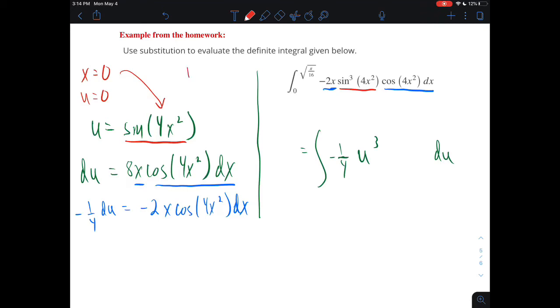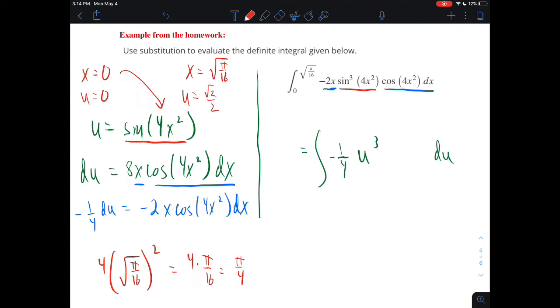And then what about x equal to the square root of pi over 16? Well, if I take pi over 16 in the square root and then square it and multiply it by 4, because that's what 4x squared means, I would get 4 times pi over 16, which is pi over 4. And then what is the sine of pi over 4? It's square root of 2 over 2, which means when I have x equal to the square root of pi over 16, that's the same thing as u equal to the sine of pi over 4, which is the square root of 2 over 2.